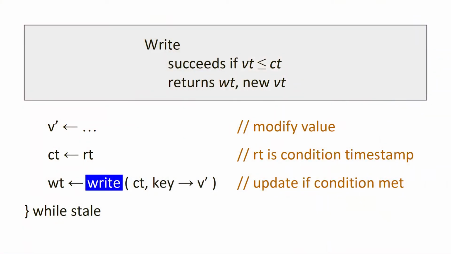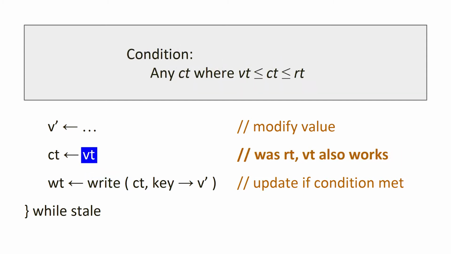When we write our modified value, we include a timestamp as a condition. The write will succeed only if none of the data that's being written has changed since that timestamp. Here we're using the same timestamp that we used for read for our condition. We could also have used the timestamp from the value as our condition. In fact, we can use any timestamp between those two. This inequality is important, and it's going to pop up later.